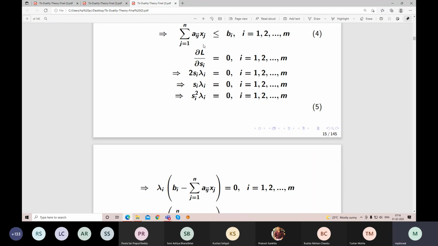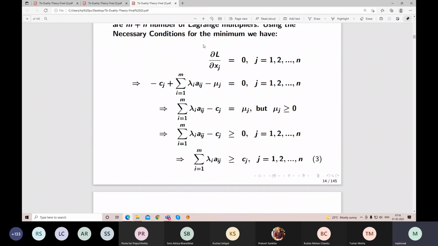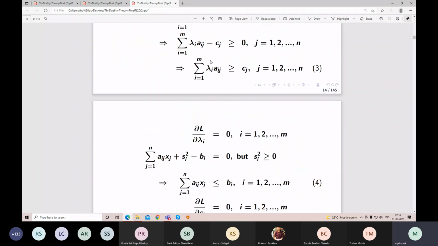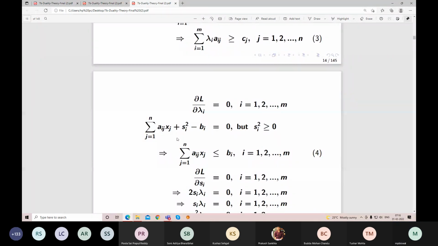What is Si square? Now let us find out. From the above equation number 4, what is Si square? Keep Si square in the left hand side, take everything to right hand side. Si square is b_i minus summation over j equal to 1 to n a_ij x_j. Okay, Si square equal to this.